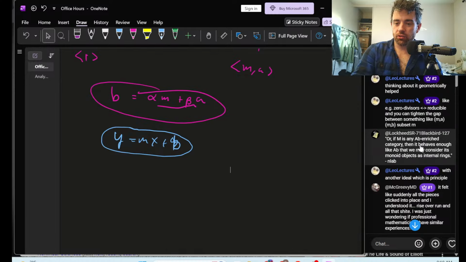If M is any AB enriched category, then it behaves enough like AB that we can consider its monoid objects as internal rings.